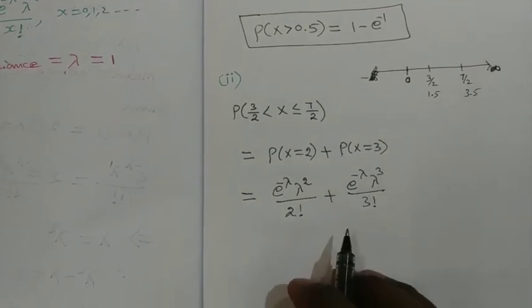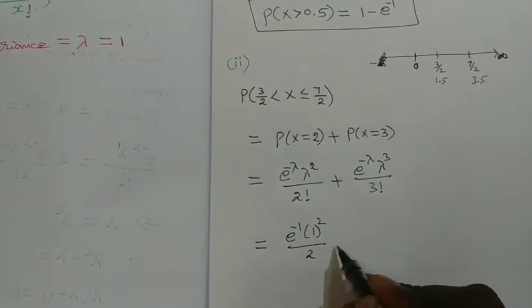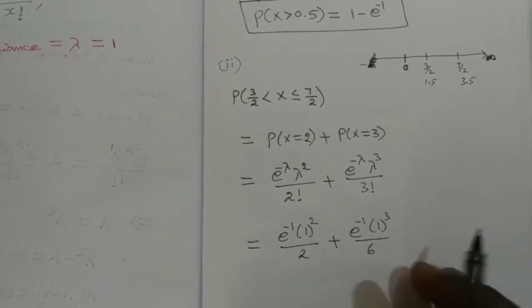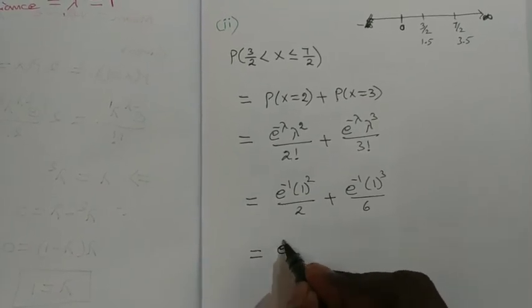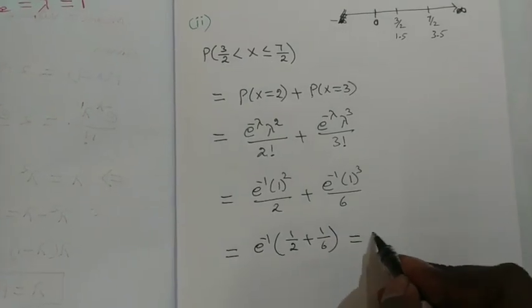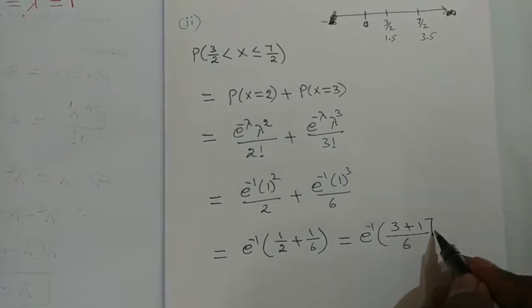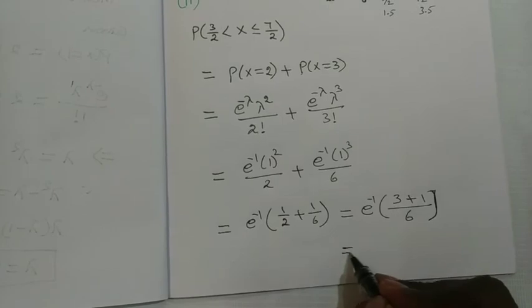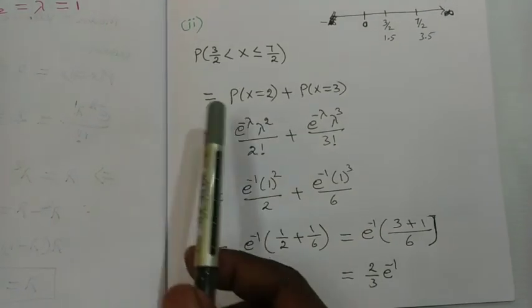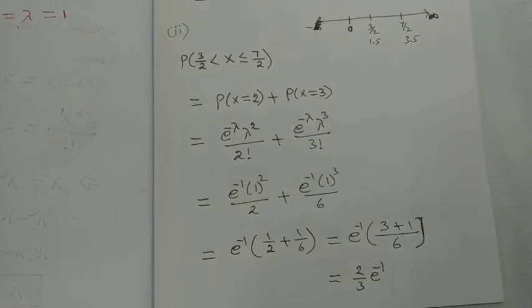But already we found lambda is 1. So it is e power minus 1, 1 square by 2, plus e power minus 1, 1 cube by 3 factorial, which is 6. So take e power minus 1 outside. This is 1 by 2 plus 1 by 6. To simplify, take LCM 6, so this is 3 plus 1, which is 4. So the final answer is 2 by 3 into e power minus 1. This is the value for P of 3 by 2 less than x less than or equal to 7 by 2.